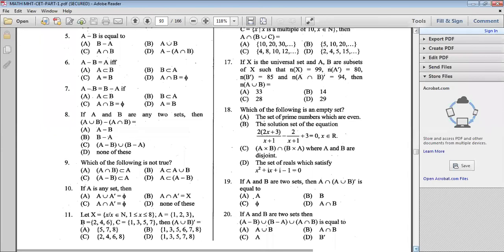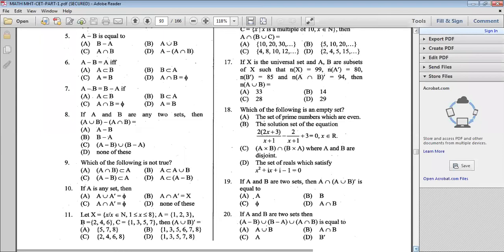Yes. Third option, A minus B subset of A. Is this equal? Yes. A minus B stays inside the part of A. Now see the D option. A is subset of A minus B. Is this equal?